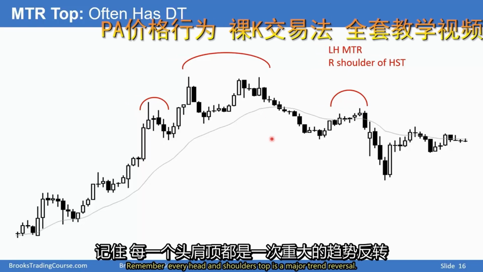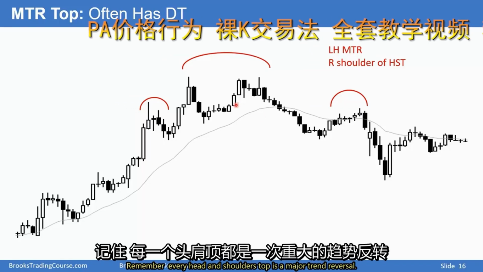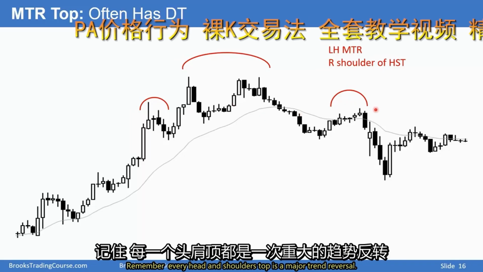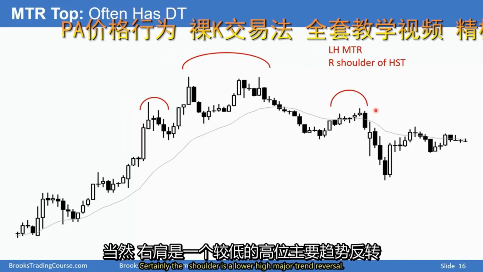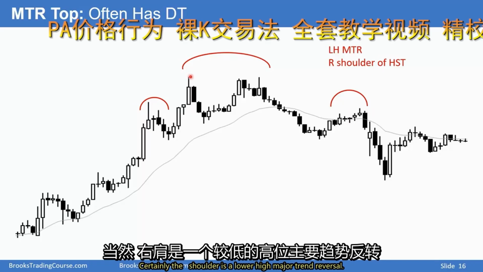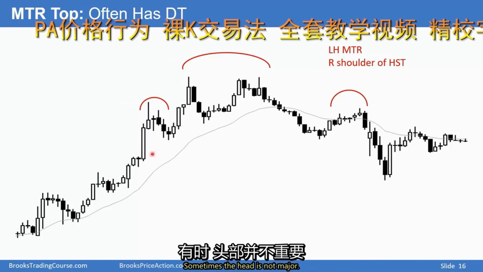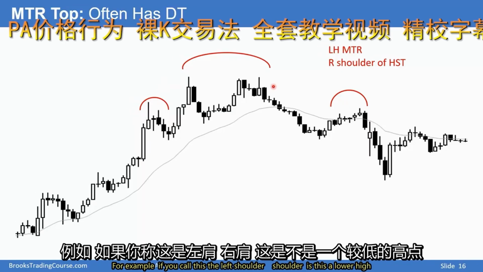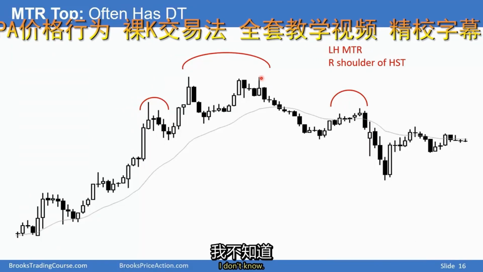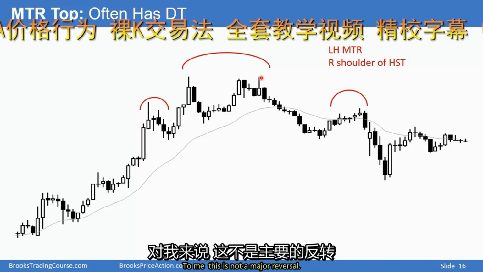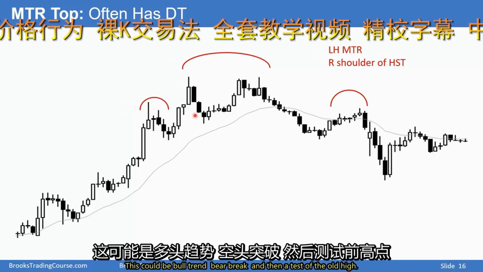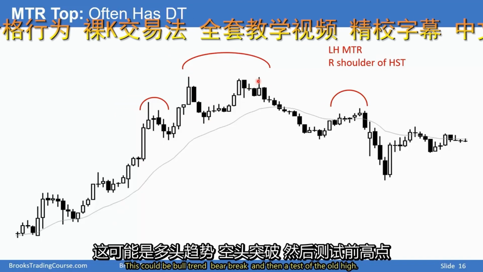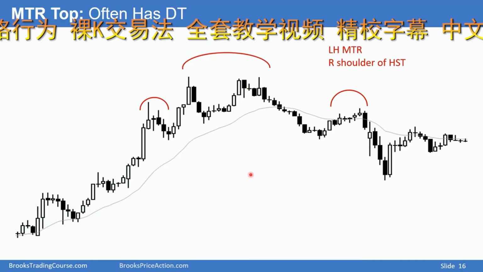Remember, every head and shoulders top is a major trend reversal. Certainly the right shoulder is a lower high major trend reversal. Sometimes the head is not major. For example, if you call this the left shoulder, right shoulder, is this a lower high? I don't know. To me, this is not a major reversal. This could be bull trend, bear break, and then a test of the old high.